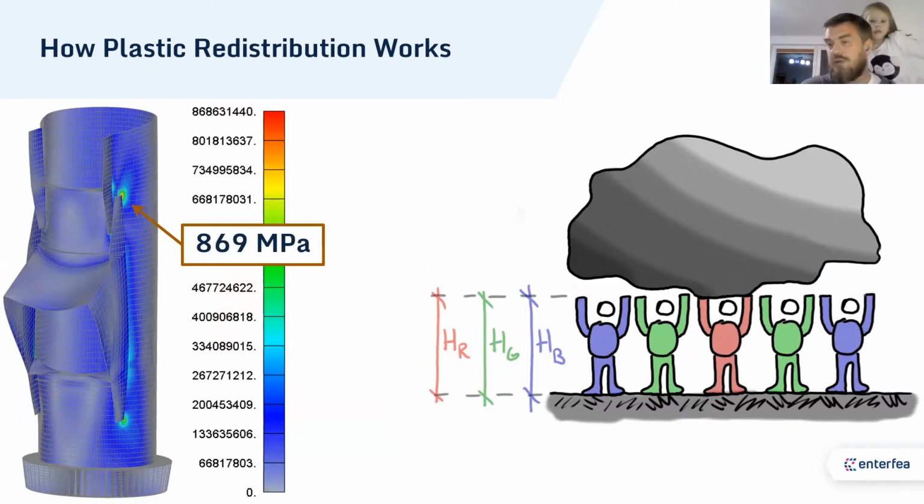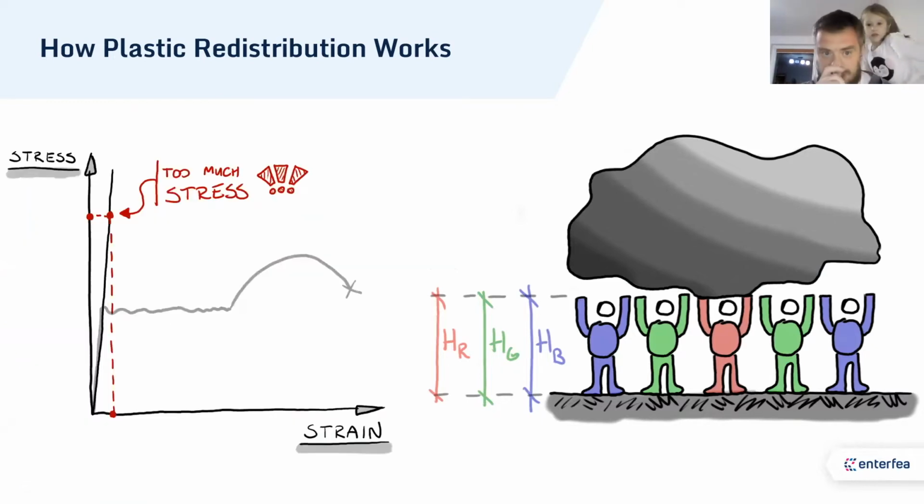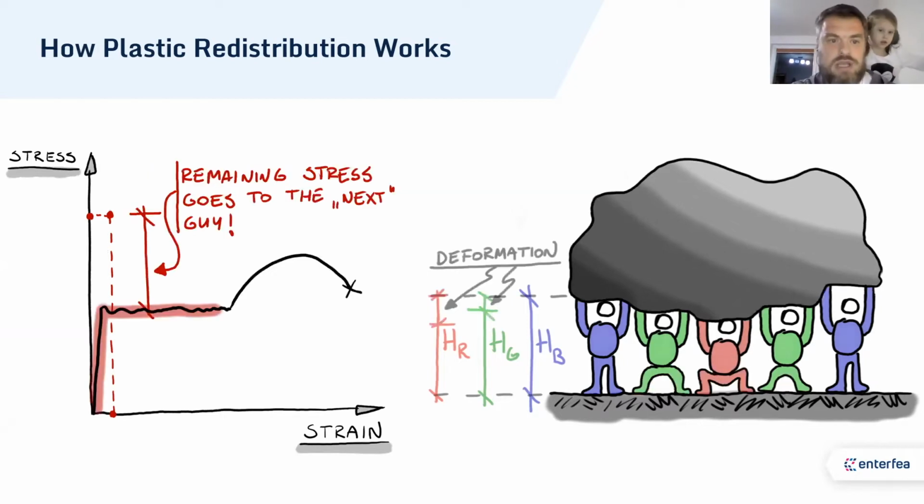Because while, okay, we have a huge stress, realistically, it will be distributed on a bigger area. And so we can say, okay, remaining stress will simply go to the next guy, right? So we have a yield stress of some value, and then the rest simply is like spreading the butter on the bread. It just goes to the sides.